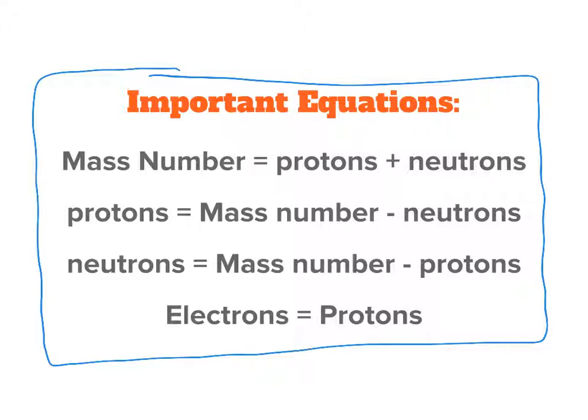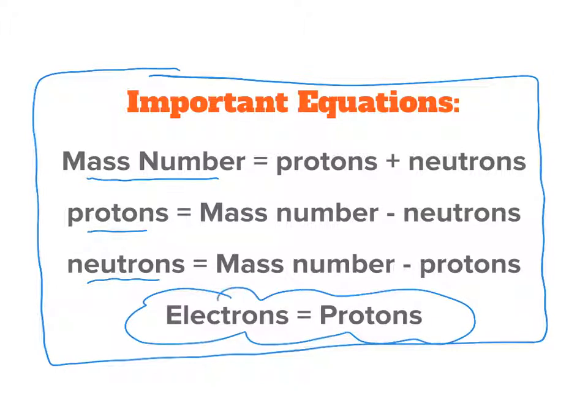The important equations are the mass number, and we said that was protons plus neutrons. And then we can rearrange that. If we're looking for protons, it's mass minus neutrons. Or if we're looking for neutrons, it's mass minus protons. And then one more reminder at the bottom there that the electrons are equal to the protons. I'm going to ask you to keep coming back to this part of your notes, so make sure that you have it highlighted, underlined, circled, so that you can easily come back to it.